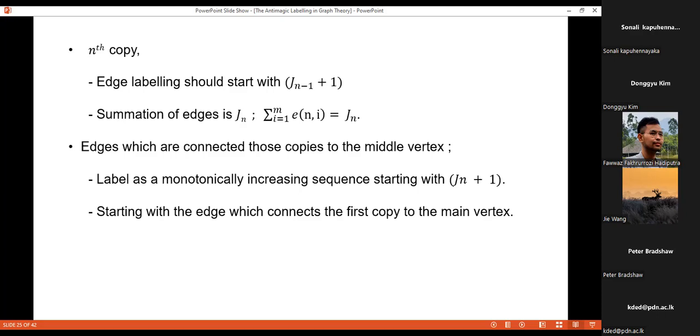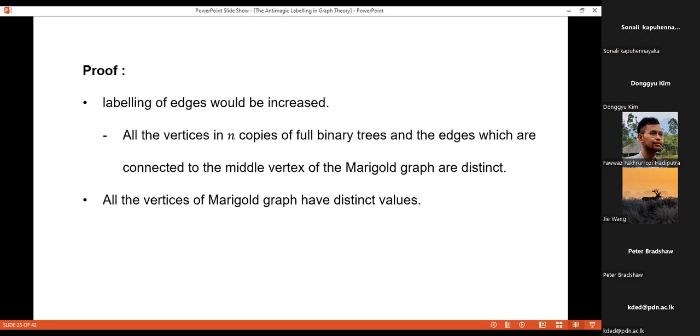Next, to label the edges which connect all the copies to the middle vertex, we should start the labeling from the edge which connects the first copy to the middle vertex and continue as a monotonically increasing sequence starting from Jn plus 1. Finally, find the vertex summations for every vertex as usual. Next, we can see that since the edges are in an increasing sequence, all the vertices in the n copies and the middle vertex are also increasing. Therefore, we can say that all the vertices of the marigold graph have distinct values.